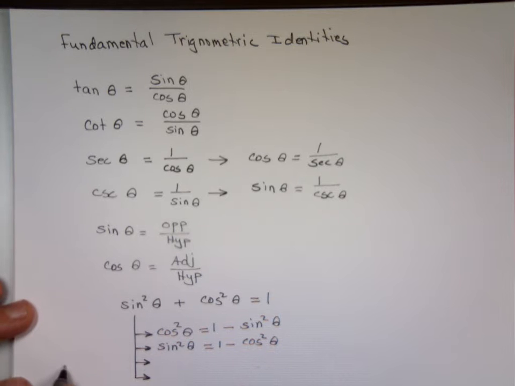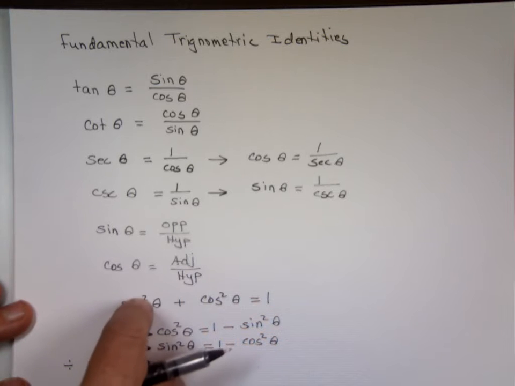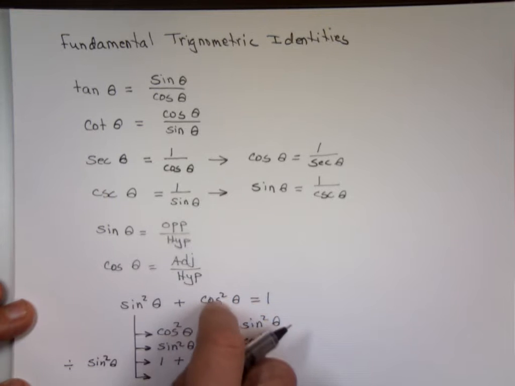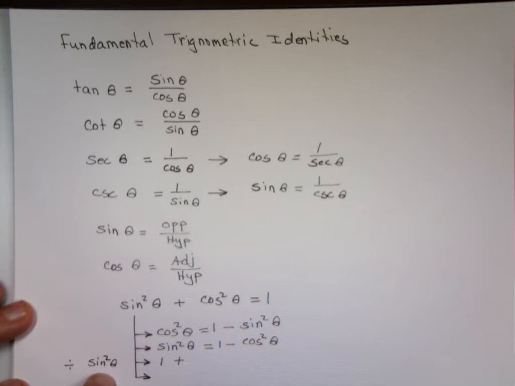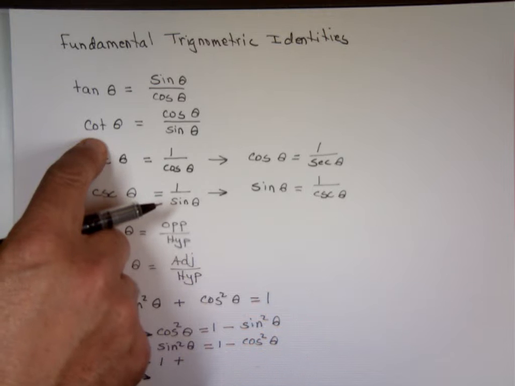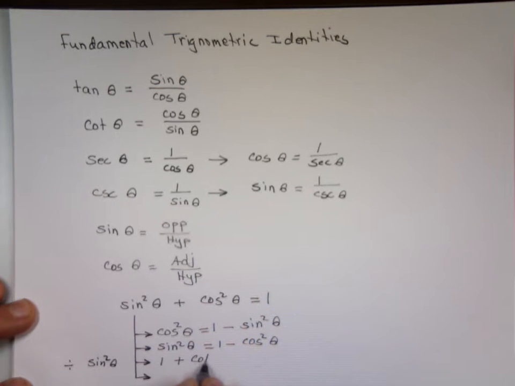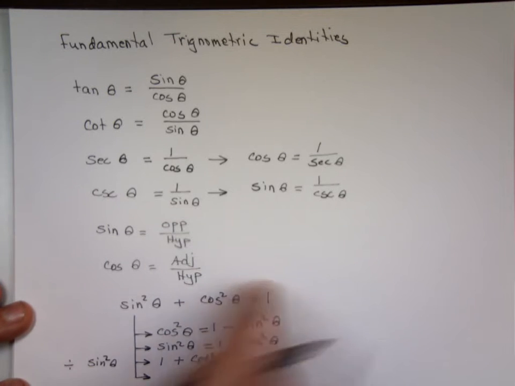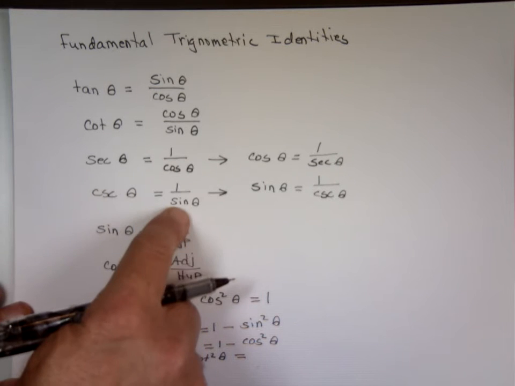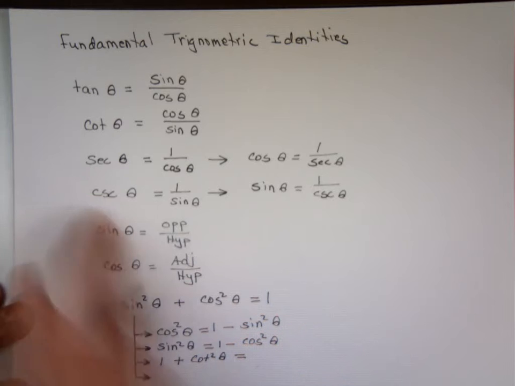Now let's divide each one. Let's divide by sine squared. Each one of these. What is sine squared divided by sine squared? 1. What's cosine squared divided by sine squared? Cosine squared theta over sine squared theta. You can write that as cosine over sine, which is cotangent. So when you square it, that's cotangent squared theta. What is 1 divided by sine squared? 1 divided by sine is cosecant, so it's cosecant squared.